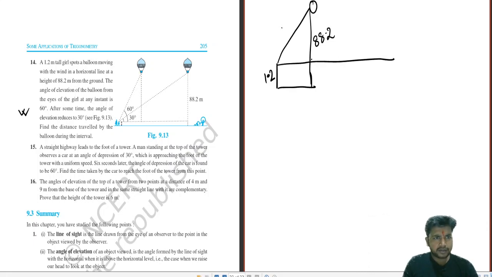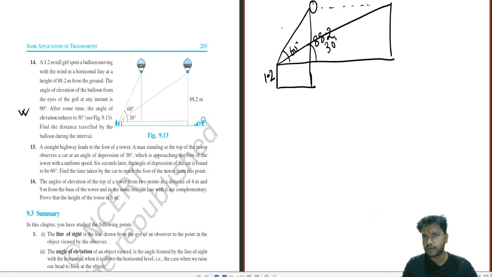And after some time the angle of elevation reduces to 30 degrees. So this is 60 degrees. So the angle of elevation reduces to 30 degrees. That means it goes over here. The balloon has traveled from here to here. The diagram is perfect. So this will be 87 meters and this will be 1.2 meter, according to our convenience. We can write everything over here.